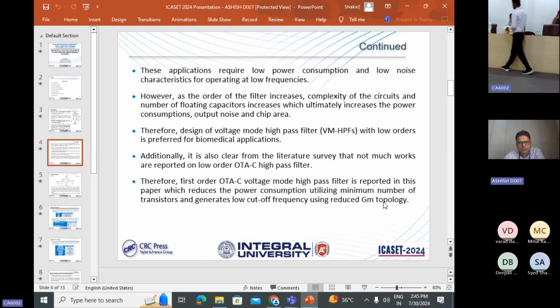These applications require low power consumption and low noise characteristics for operating at low frequencies. However, as the order of the filter increases, the complexity of the circuits and the number of floating capacitors increase, which ultimately increases the power consumption as well as noise and required chip area for our end design.